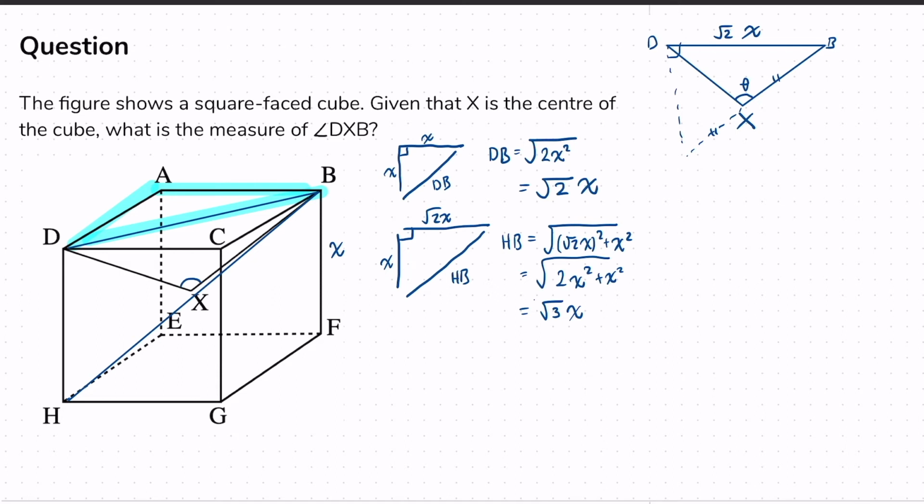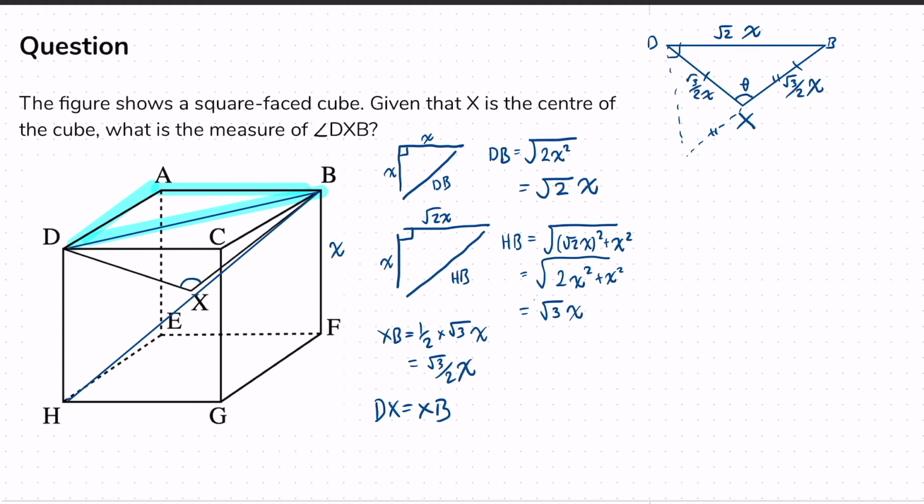And as we can see from up in the top here, this goes through the center, so HX or XB must be equal to half the square root of 3, so the square root of 3 over 2 x. Okay, and because we're dealing with a cube, DX is equal to XB. So it's passing through that same point. So that's also going to equal to this one here.